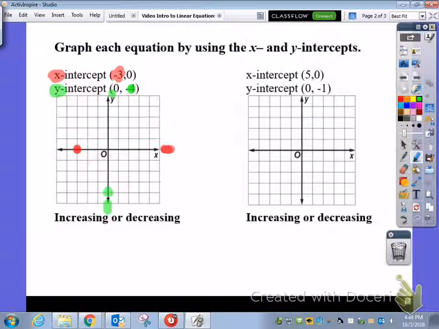This right here is negative 4 on that line, okay? So you connect those two dots. So I'm going to connect negative 4 and I'm going to connect negative 3. And you just draw a line. You'll have a ruler and you just connect them. There is your line. Now, I need to decide if it's increasing or decreasing.